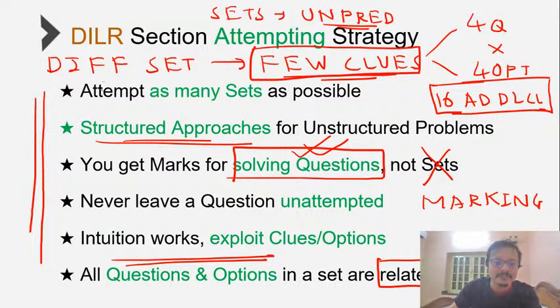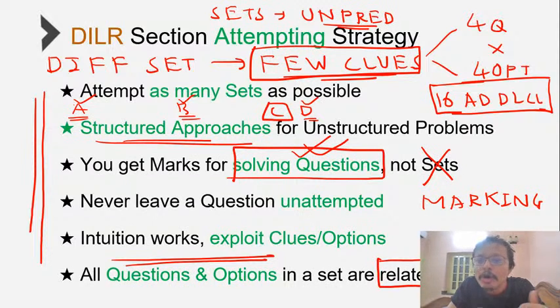I'll give you a very simple example. In a lot of sets, we have questions like which of the following is false, and there's one answer which is false. So for example, let's say A, B, C, D, and C is false. What does that mean? It automatically means statements A, B, D are true. Which means the moment you are done with one answer, what you've got is 3 additional direct clues. So make sure that you're using these approaches to go quicker.